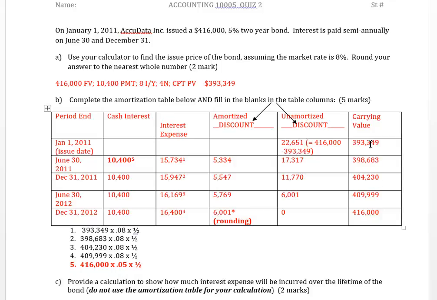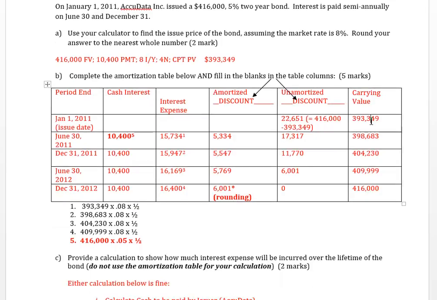So now notice that once we've got the carrying value in the table, the carrying value gets bigger at the end of every 6-month period. Why? Because at the end of the fourth interest payment, once that's made, the issuer has to pay back the face value, which is 416. So the carrying value of the bond is going to get closer and closer to 416,000 because at December 31st, 2012, once the last interest payment is made, the issuer is going to pay back to the investor the $416,000 face value on the bond. So we get this carrying value up to its face value.